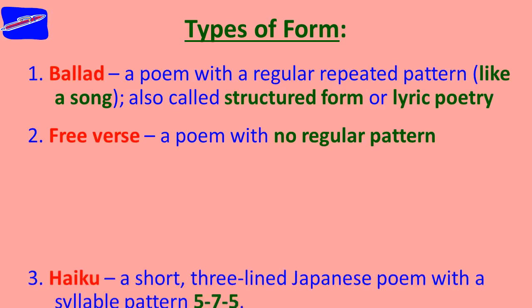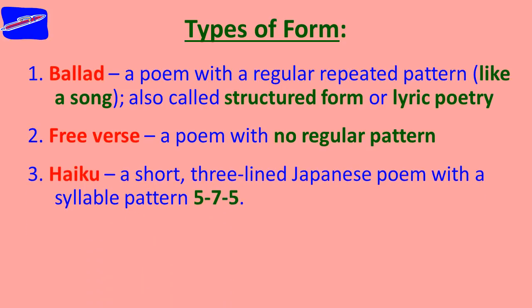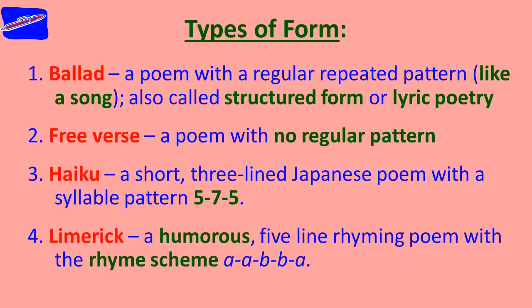Our third type of poem is a haiku. Haikus are distinguished by their syllable pattern. All haikus have a syllable pattern of 5-7-5. This means that there are 5 syllables in the first line, 7 syllables in the second line, and 5 syllables again in the third line. The last type of poem that we'll be looking at is a limerick. A limerick is a humorous 5-line rhyming poem with a rhyme scheme AABBA. Now, in order for us to be able to understand a limerick, we have to be able to understand rhyme scheme. So let's take a quick look at what that means.